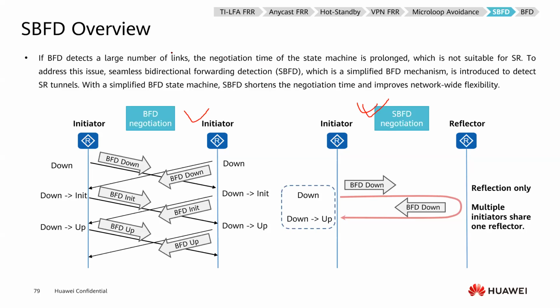You can say that if BFD detects a large number of links, the negotiation time of the state machine is prolonged, which is not suitable for SR, for segment routing.